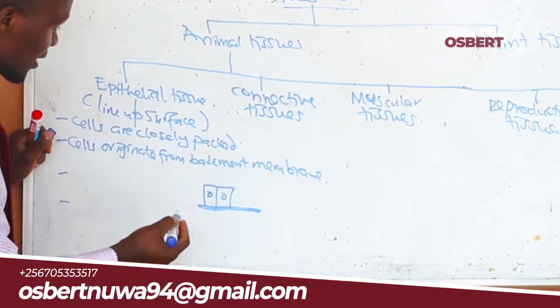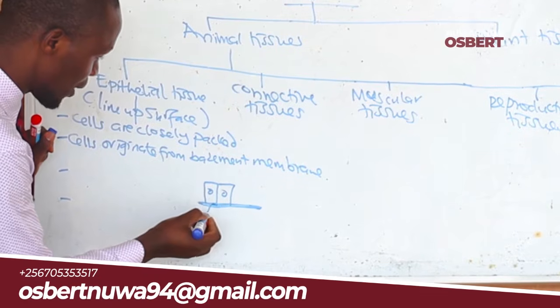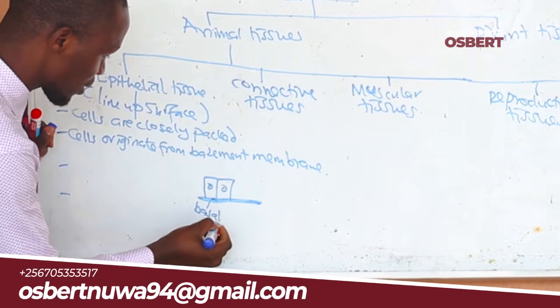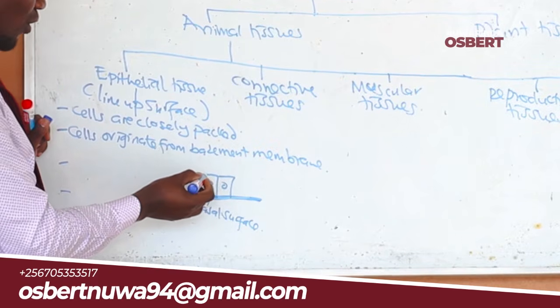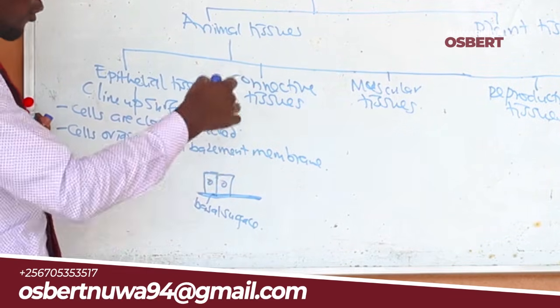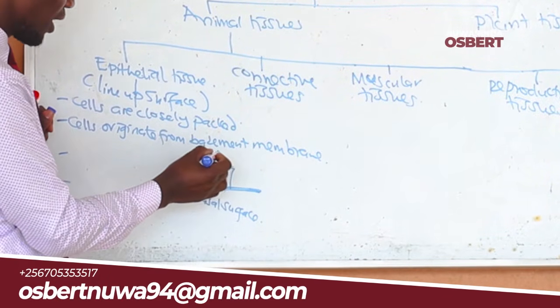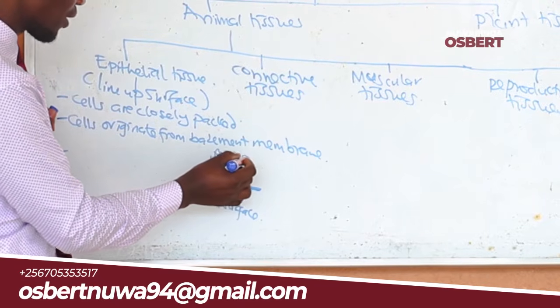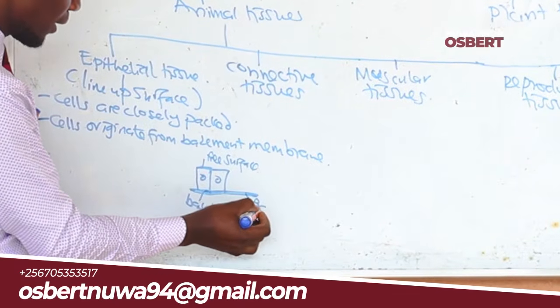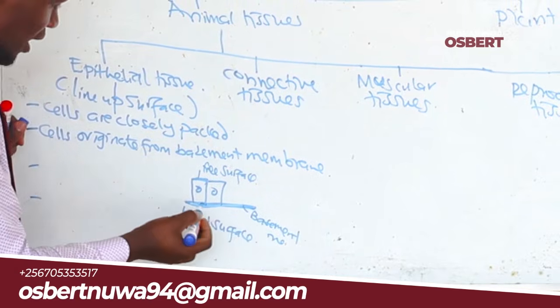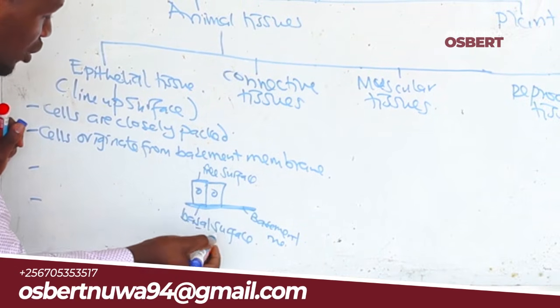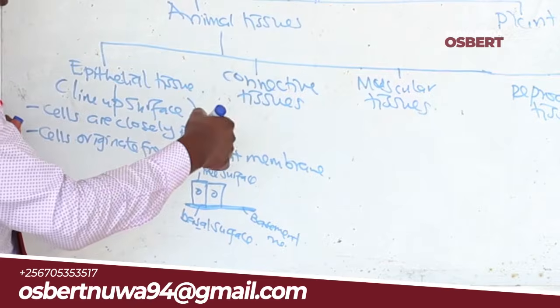What happens is that this surface which is near the basement membrane, we call it the basal surface. Then this surface which is on the other extreme end, away from the basement membrane, we call it the free surface. So if this is the basement membrane, this one which is near it we call the basal surface. Then this one which is very far, we call it the free surface.